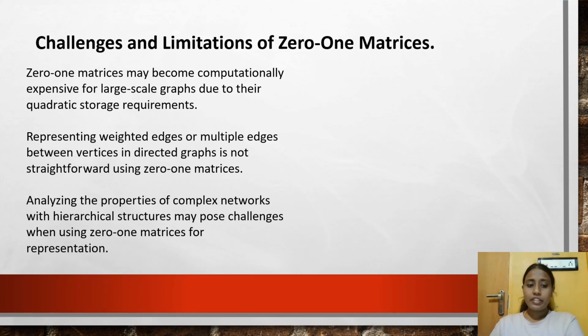Next is challenges and limitations of zero-one matrix. Zero-one matrices may become computationally expensive for large-scale graphs due to their quadratic storage requirements. Representing weighted edges or multiple edges between vertices in directed graphs is not straightforward using zero-one matrices. Analyzing the properties of complex networks with hierarchical structure may pose challenges with zero-one matrix representation. So these are also a few limitations of zero-one matrix.